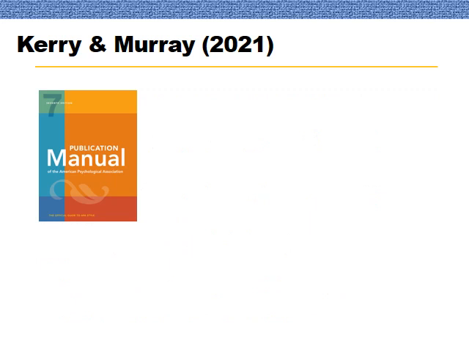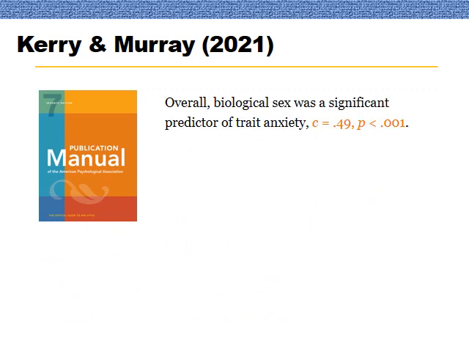How would we write up our results here? First, we're going to include one sentence that explains our total effect. Overall, biological sex was a significant predictor of anxiety. We're going to provide our C value as well as the p value that's associated with the total effect. If we wanted to be more specific here, we could add something like, such that overall, men had less anxiety than women did.